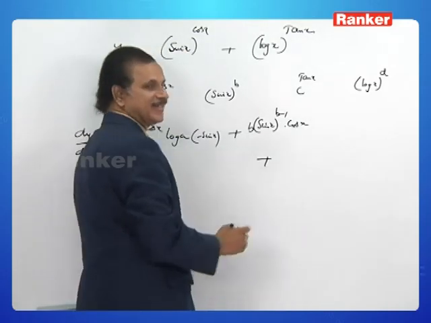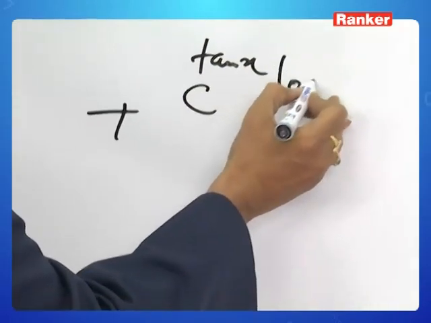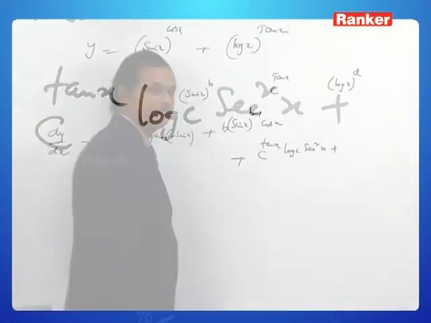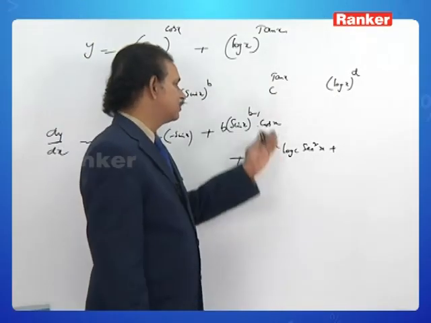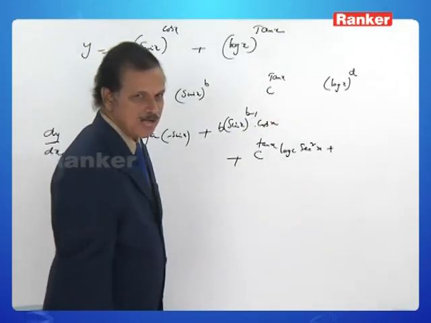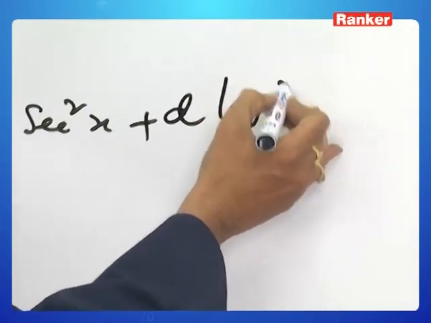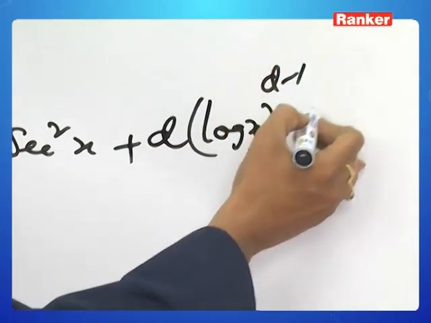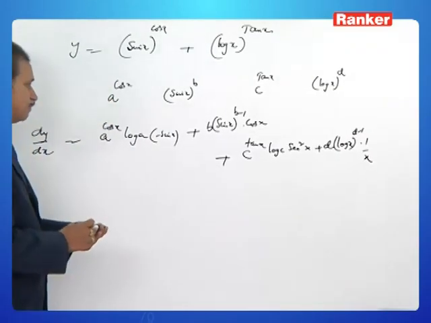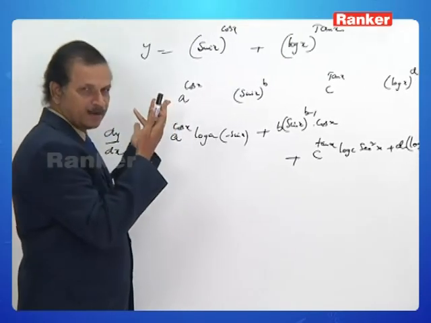Next part. For c power tan x, c power tan x into log c into, for tan x it is secant square x, plus for log x whole power d: d into log x whole to the power of d minus 1 into, for log x it is 1 by x. Now let us replace a, b, c and d by their parental functions.